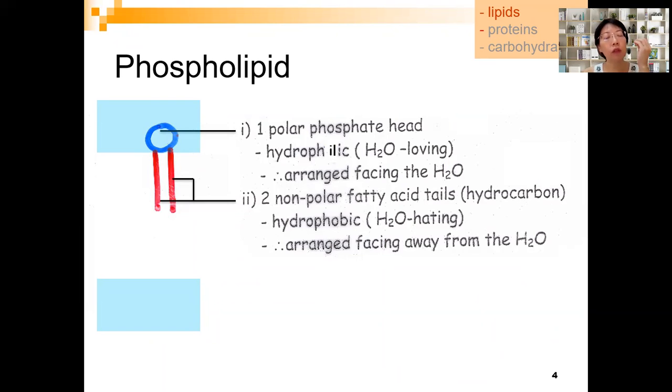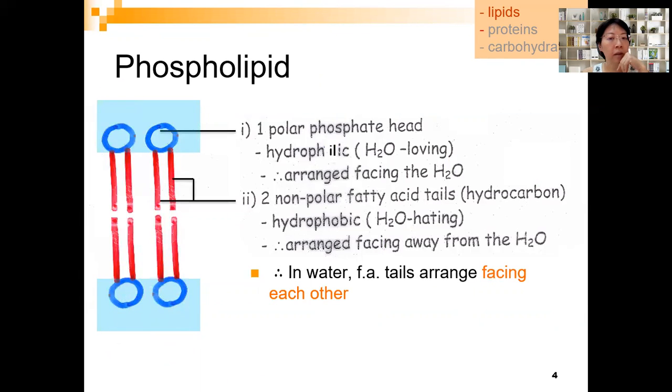So when you throw the phospholipid molecule into the water, you expect the phosphate head to be facing the water because they love water. Then the fatty acid tail will try to face away from water because they don't like water. It's like somebody that you like, you want to see them, right? You want to face them. Somebody you don't like, you want to hide away, you don't want to see them, right? So it's the same thing.